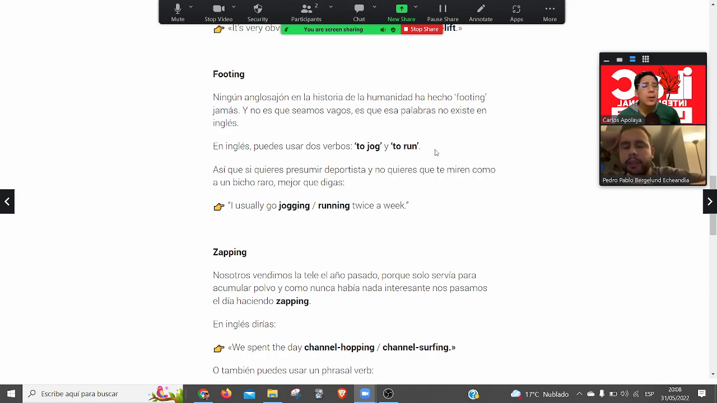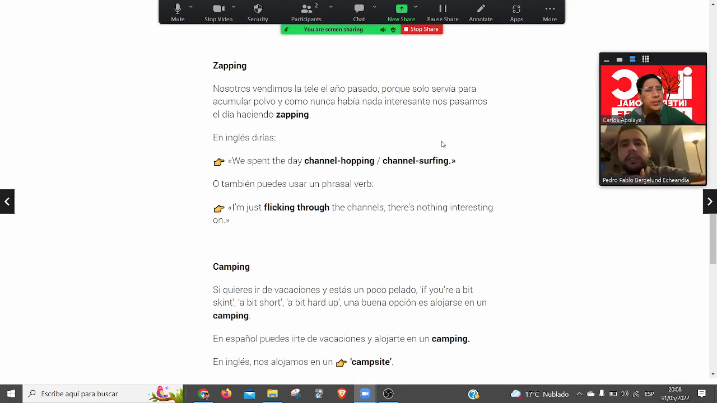Y siempre lo usas con go. I go running, I go jogging. Okay. También puedes decir I jog, pero si quieres acompañarlo con el go, me voy a correr, me voy a trotar. No problem.